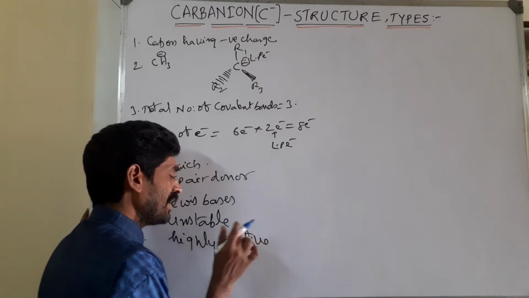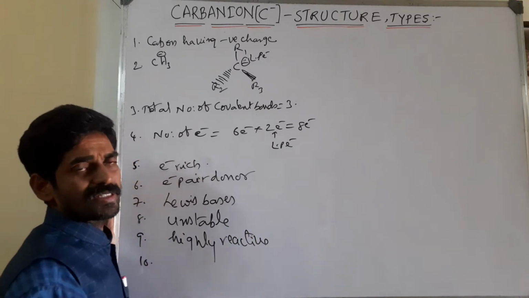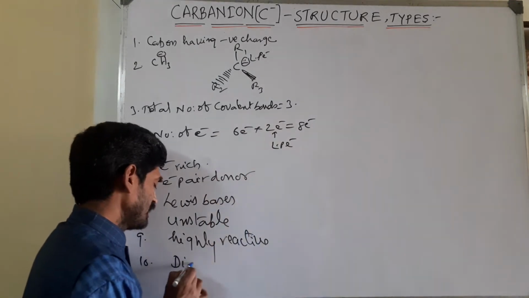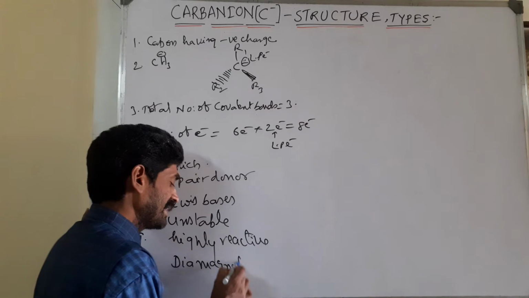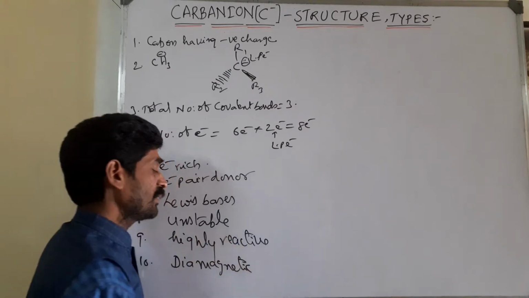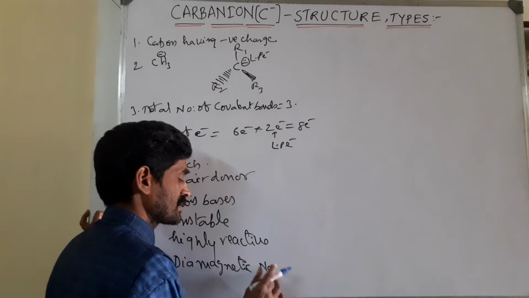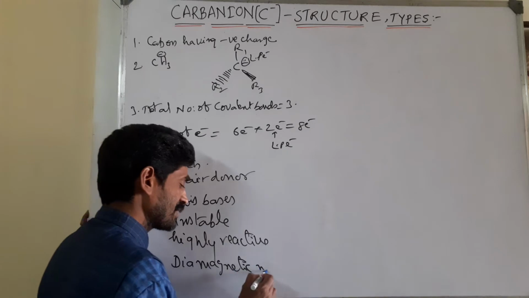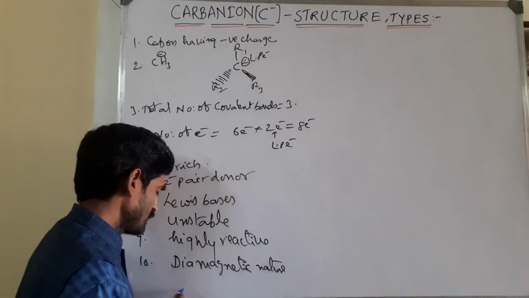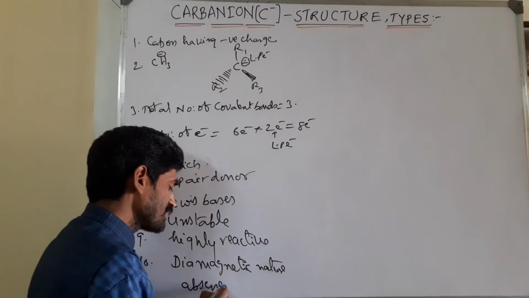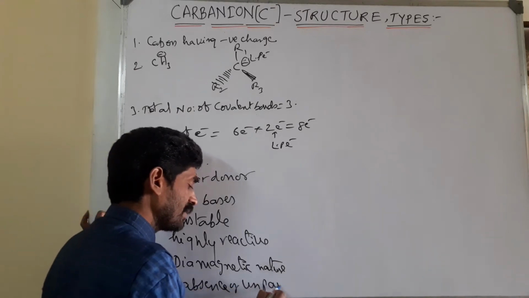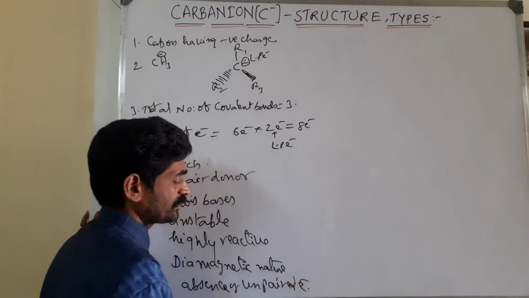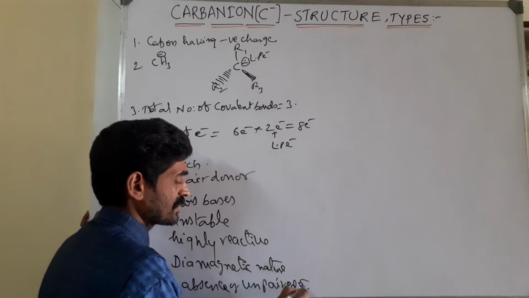And is it diamagnetic or paramagnetic? Because there are no unpaired electrons, all are paired, it shows diamagnetic property. Diamagnetic, because of the absence of unpaired electrons. Is it clear? Fine.